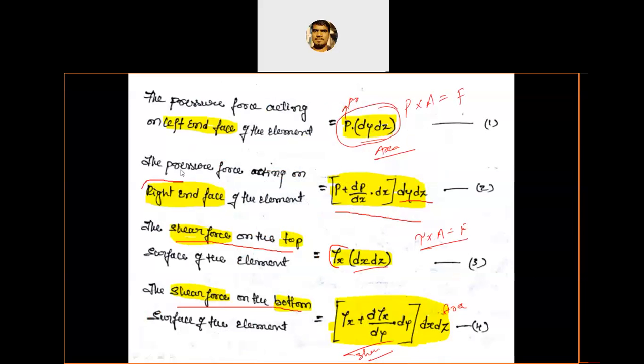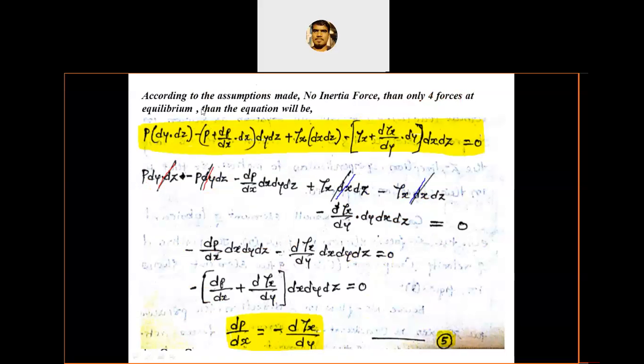There are four equations, on the left face, right face, top and bottom. We got four forces on the imaginary element, and according to the assumptions we already made, there is no inertia force. No inertia force means there is no force due to their own mass, which we are going to neglect. It also means there is no end leakage. Then only the four forces are in equilibrium.